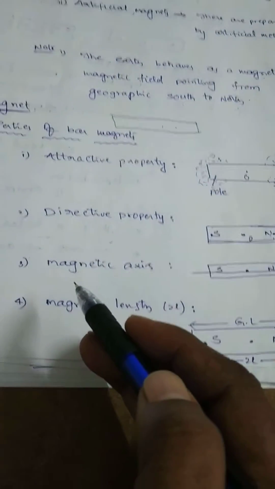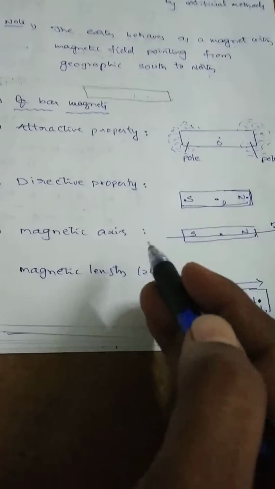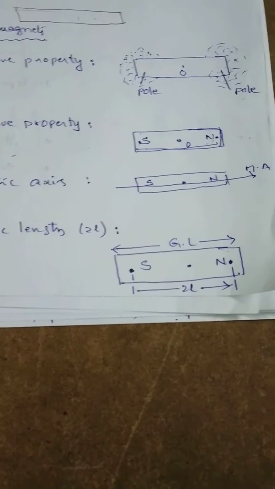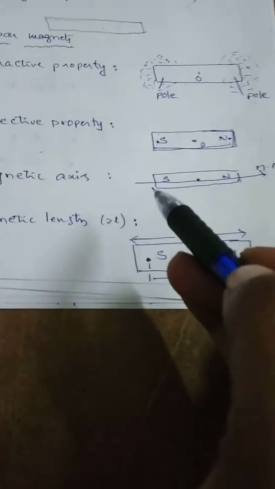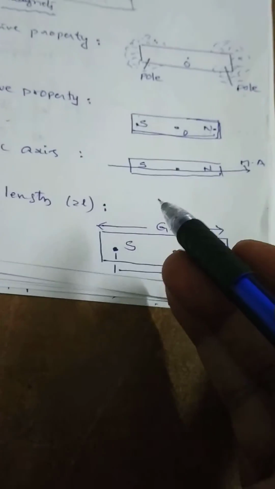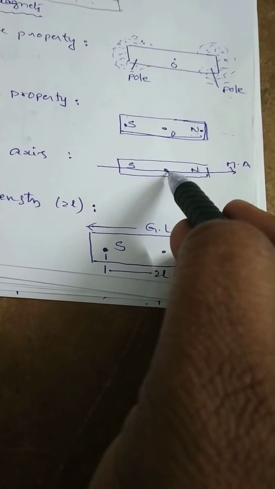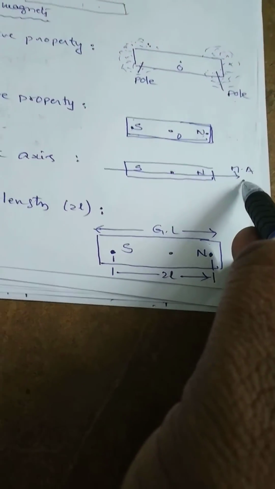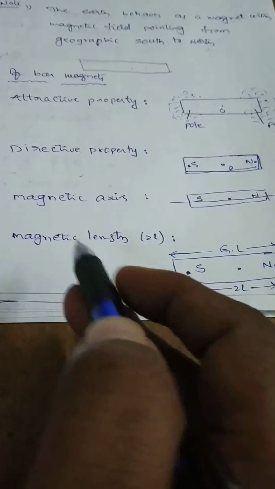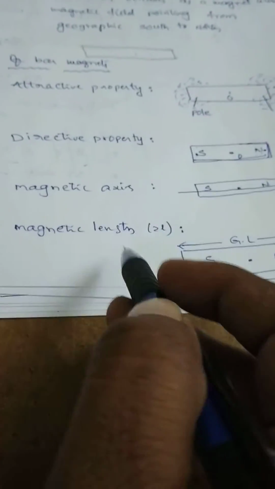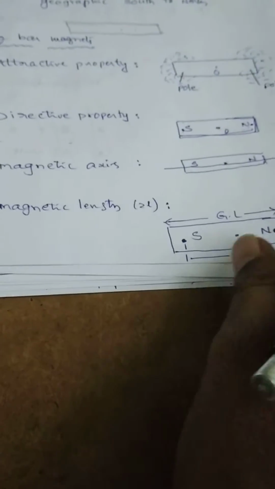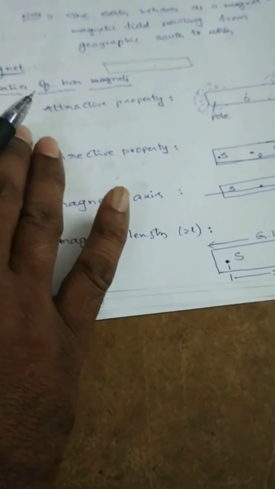Next one, what is meant by magnetic axis? Magnetic axis means it is a straight line joining the north and south poles and also passing through the center of the magnet. It is known as the magnetic axis. So, how do you define the magnetic length as well as geometric length, and what is the relation between magnetic length and geometrical length? Suppose, let us take one iron rod.